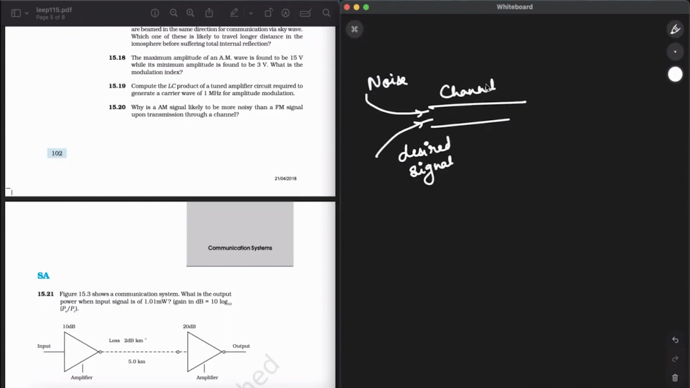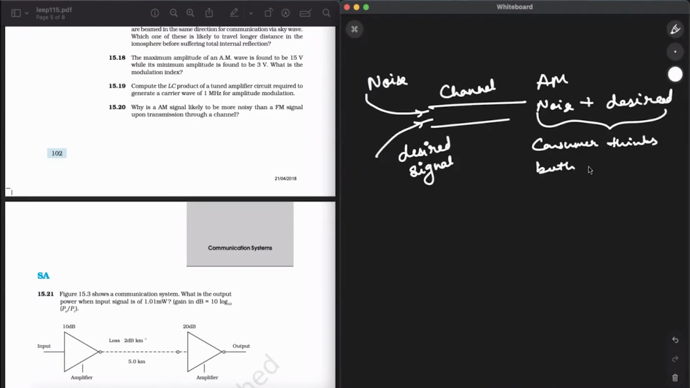So what happens when we talk about AM is that noise and desired signal add together, and you cannot tell them apart. The receiver thinks both are one unit, and that makes it more noisy.